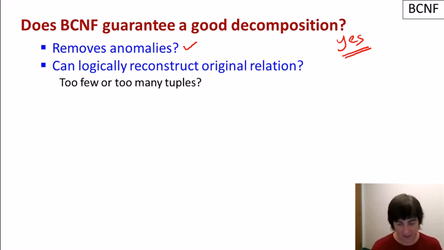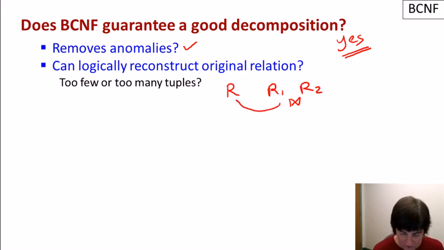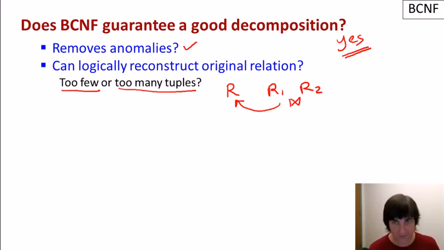So let's look at that a little bit more. We're taking a relation R, we're producing R1 and R2, and we want to guarantee that when we join R1 and R2, we get R back. We don't get too few tuples and we don't get too many tuples. So too few is pretty easy to see. If we break R into R1 and R2 and they're projections of R, then when we join them back, certainly all the data is still present. It's the too many tuples that's a little bit more complicated to see, and let's just use a simple abstract example.